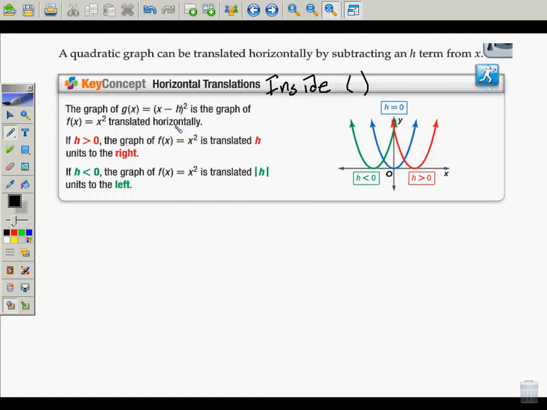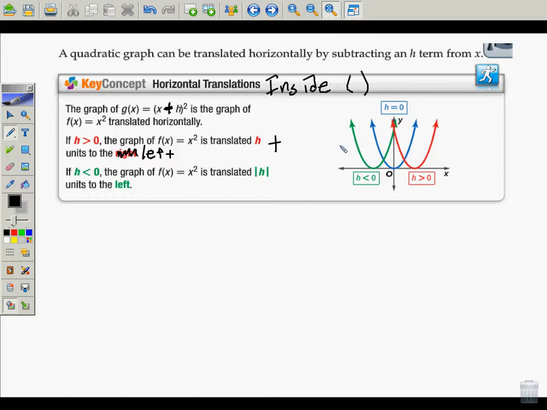I want you to understand that this is how we normally think of it, but for now I want you to change that to a plus sign. Okay? x plus h squared is the graph of f of x equals x squared translated horizontally. And if h is greater than 0, so if you add, here's where it gets a little tricky. I want you to cross out right, and I want you to put left. Because when you're inside parentheses, you always do the opposite of what makes sense.